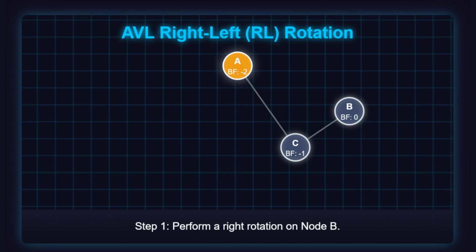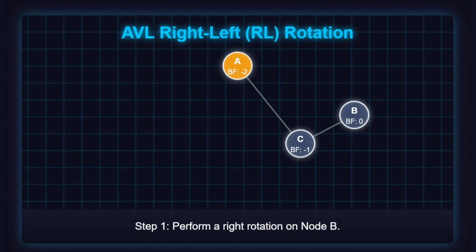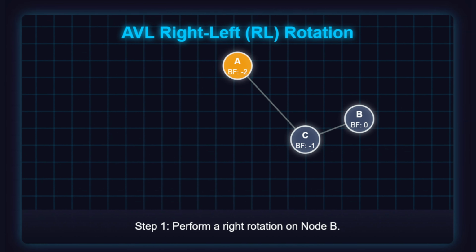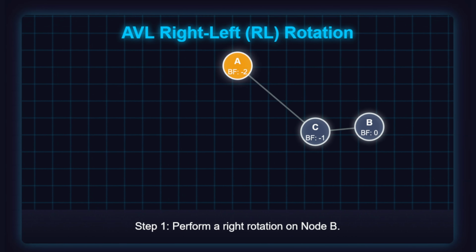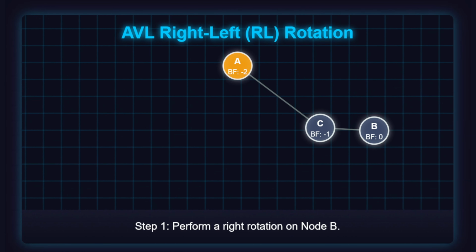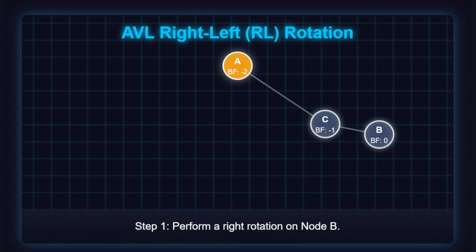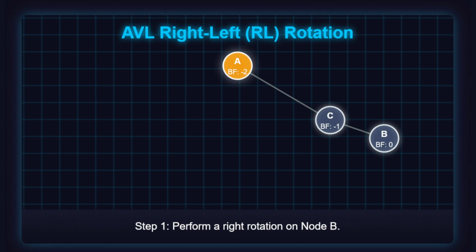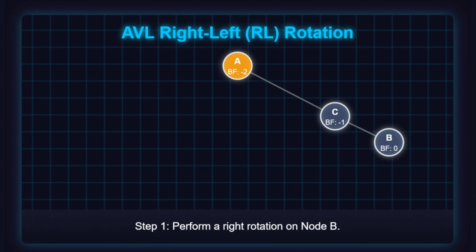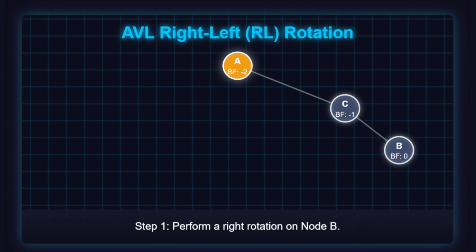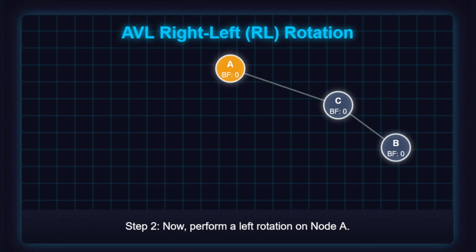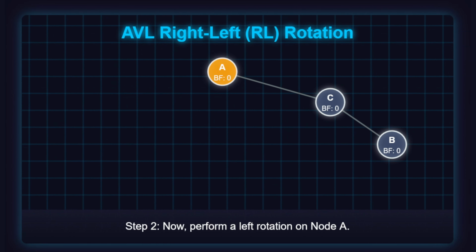Step 1. Perform a right rotation on node B. This effectively rotates the BC subtree. Watch as node C moves up to become the new root of this subtree, and node B becomes its right child. After this step, the overall structure under A now resembles an RR imbalance, preparing it for the next rotation. Now perform a left rotation on node A.